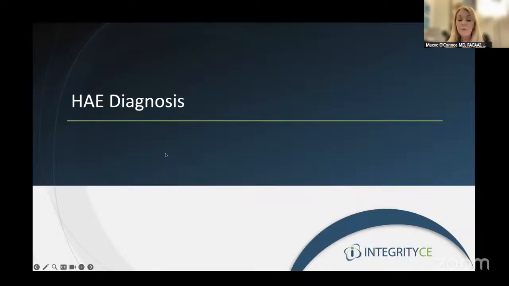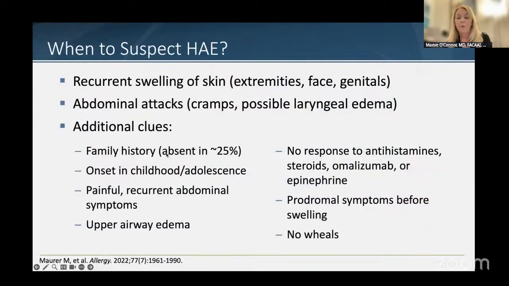So now we're going to switch gears and talk a little bit about when to suspect hereditary angioedema. So HAE should be suspected in patients with recurrent angioedema, especially when you don't see that urticaria. It doesn't respond to antihistamines or steroids, and it is accompanied by abdominal pain or involvement of the upper airway. There are some important clues to think about if a patient comes to you with swelling.